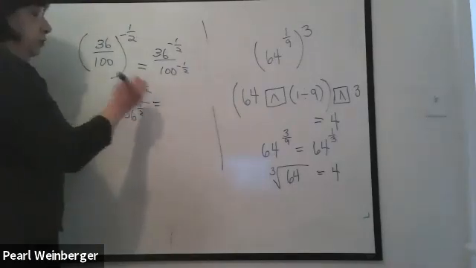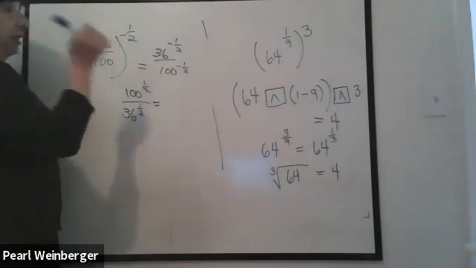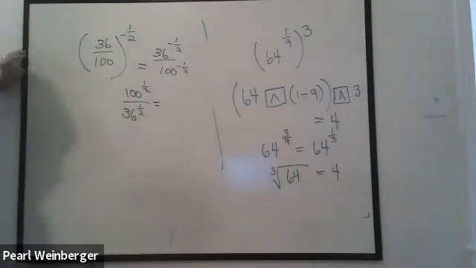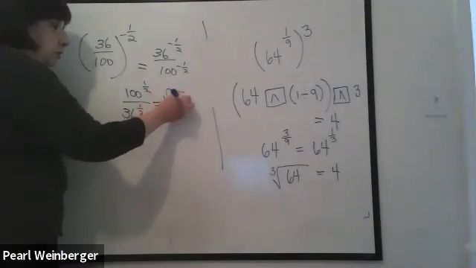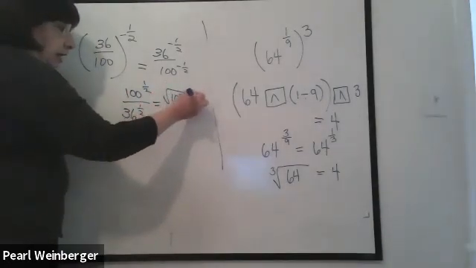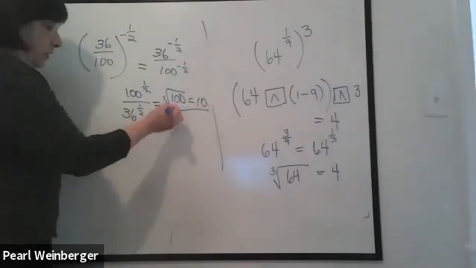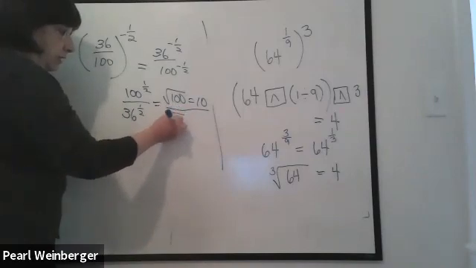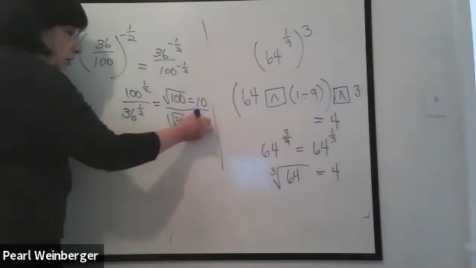And now we just have to do the final step of figuring out, what does 100 to the 1/2 mean? Remember that the 1/2 exponent, and you're going to have to remember this because we're going to be using it later on again, is the same as the square root of 100, which means it's 10. And the 36 to the 1/2 is the square root of 36. Again, the 1/2 exponent means the square root, which is 6. So my final answer becomes 10 over 6.